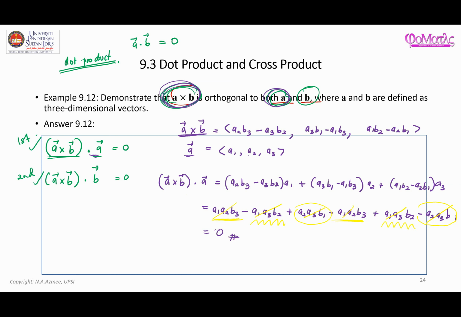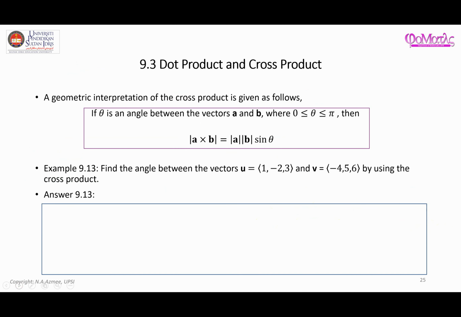So using the same idea which I have explained to you, you can go on and try to demonstrate that this vector is also orthogonal to vector B. Okay, let's move on to the last example in this video.